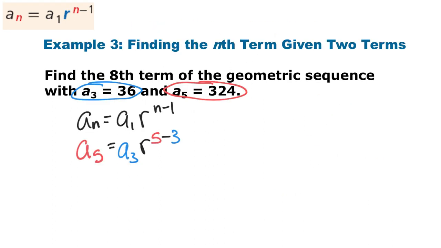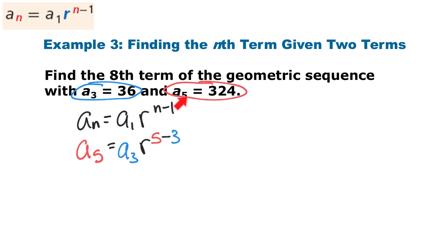In this one, we're going to find the 8th term of the sequence that has the 3rd term to be 36 and the 5th term to be 324. So we're not given a whole lot of information. Our general form, again, uses our first term, but we don't know that either. But we do know 2 terms. So I'm going to rewrite my general form like this.